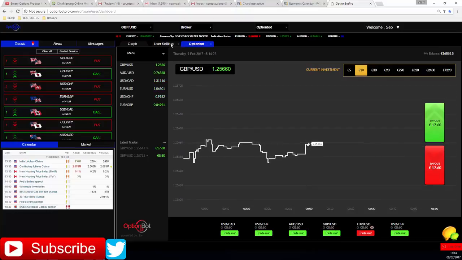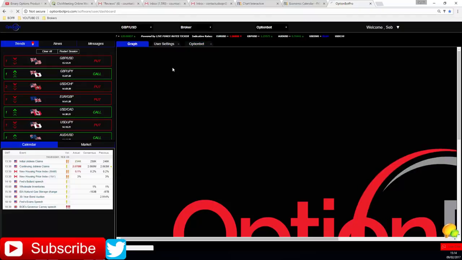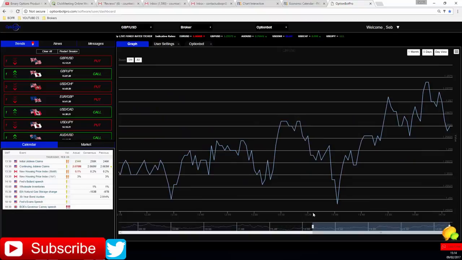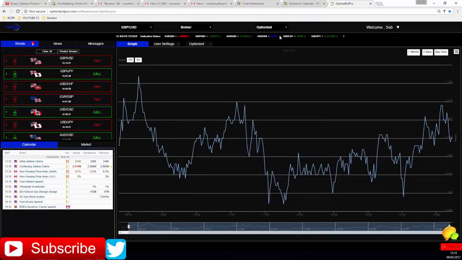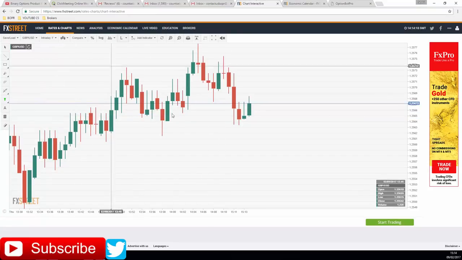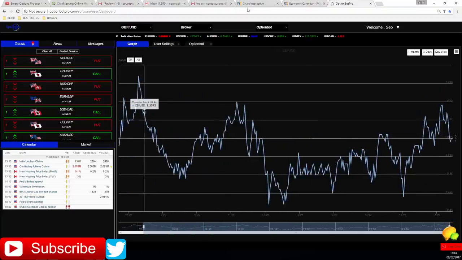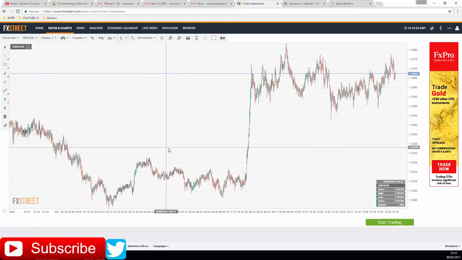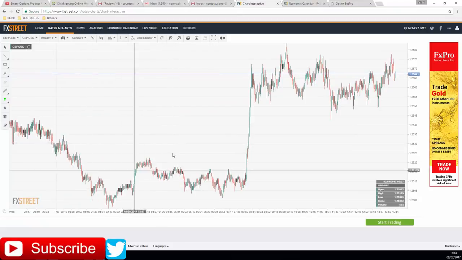Now, let's talk about how to identify trends. So here we go. Fairly simple trend analysis. If we go to chart interface, GBP USD, I think I'm on that as well. Yes, I am. There we go. Chart interface, GBP USD. So let's zoom out, zoom out, zoom out. Okay. So this goes back to Wednesday, 24-hour chart.